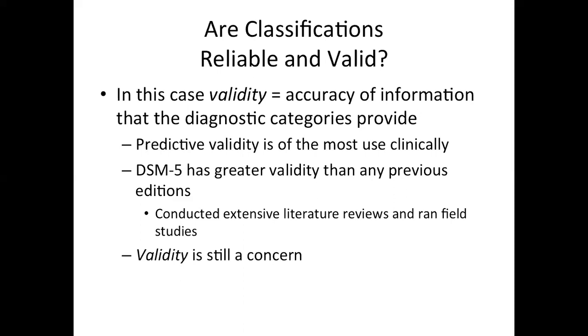DSM-5 has greater validity than the previous editions as well. And you might say, well, why is that? Because if you get your hands on the DSM-5, you'll see that there are extensive literature reviews. And the current edition of the DSM is based on the state of research today. So these extensive literature reviews, these field trials that we do, increase the predictive validity. But validity is still a concern.